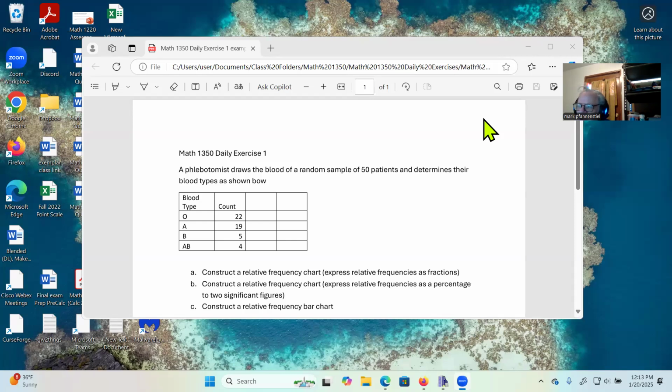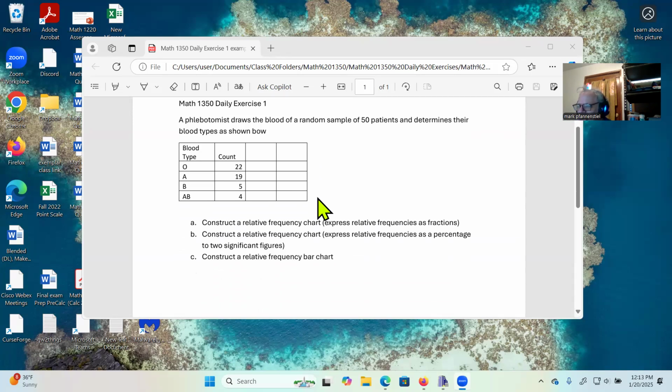So this week we start our daily exercises. The first one, I'm having you construct a bar chart. I'm going to take you through a little example first, just show you what I want you to do, and then I'll let you do the other one. The other one I have for you is a little bit longer.